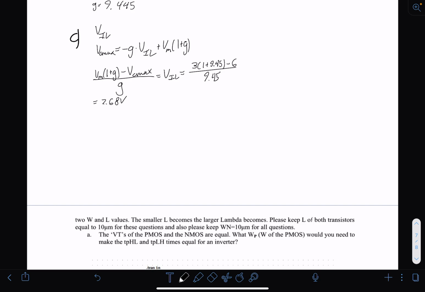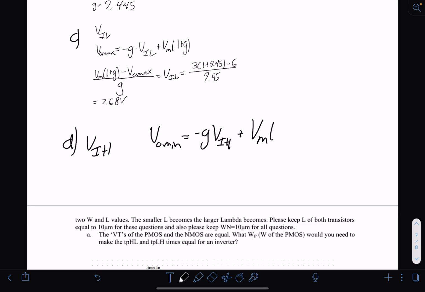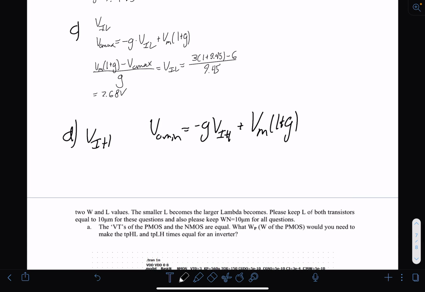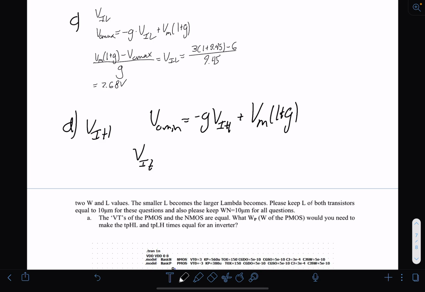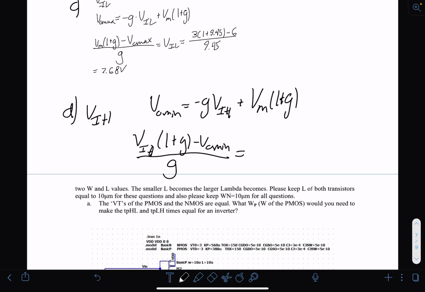And then we are going to want to do a similar thing for V in high. So VO min is equal to minus G times V in high plus VM times 1 plus G. Rearranging the equation, we get VM times 1 plus G minus VO min, all over G, and that's going to be equal to 3 times 1 plus 9.45 minus 0 over 9.45, which is equal to 3.31 volts.